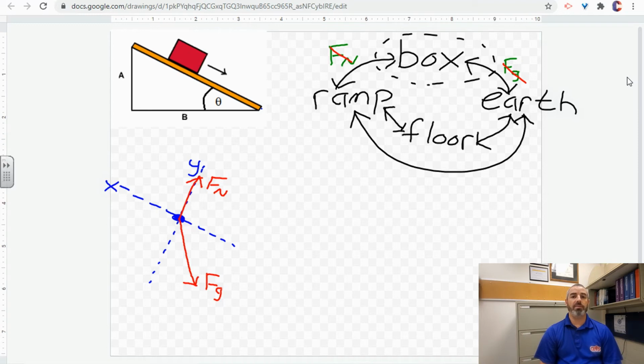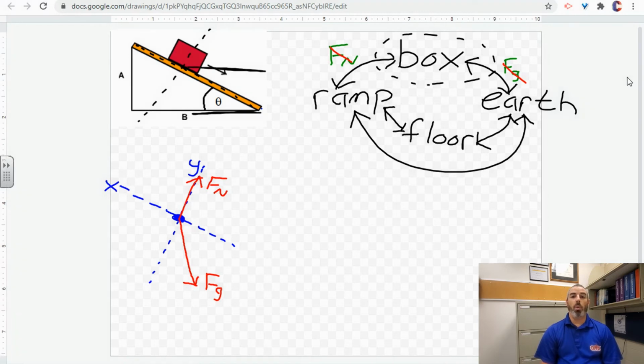Now, again, if this is the free body diagram, if you're taking an AP class, this is the free body diagram, that's your answer. You're not going to add anything else to that free body diagram. If you are going to add things to it, you need to draw a working free body diagram.